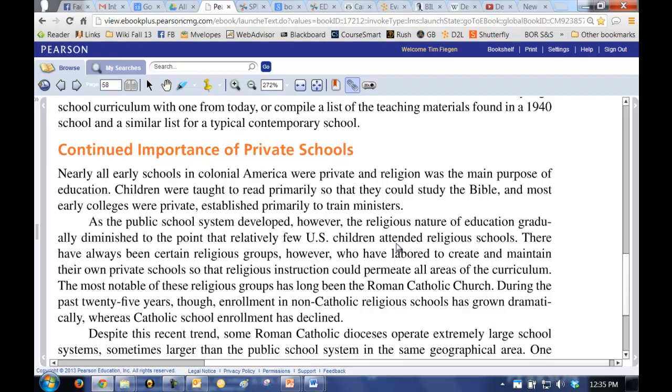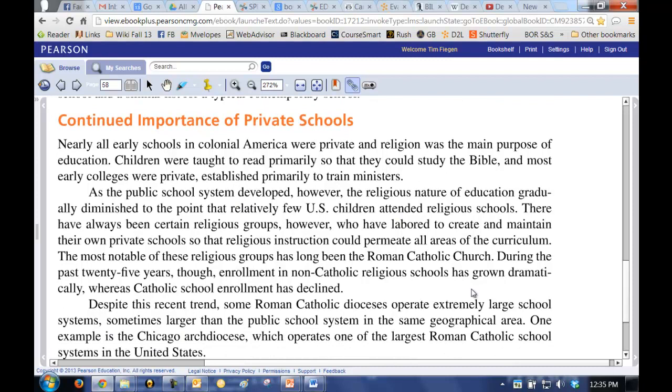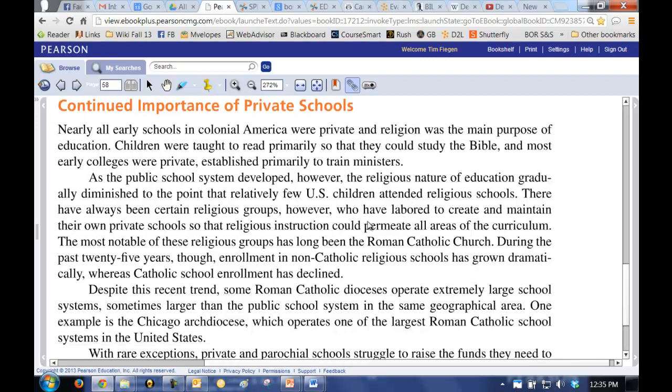The old deluder law, the old Satan deluder law, is so that you could enter God's heaven by being learned in the Bible. As the public school systems developed, however, the religious nature of education gradually diminished to the point of relatively few U.S. children attending religious schools. And relatively few is not a fair statement. There have always been certain religious groups, however, who have labored to create and maintain their own private schools so that religious instruction could permeate all areas of the curriculum. The most notable of these religious groups has been the Roman Catholic Church. During the past 25 years, though, enrollment in non-Catholic religious schools has grown dramatically, whereas Catholic school enrollment has declined.